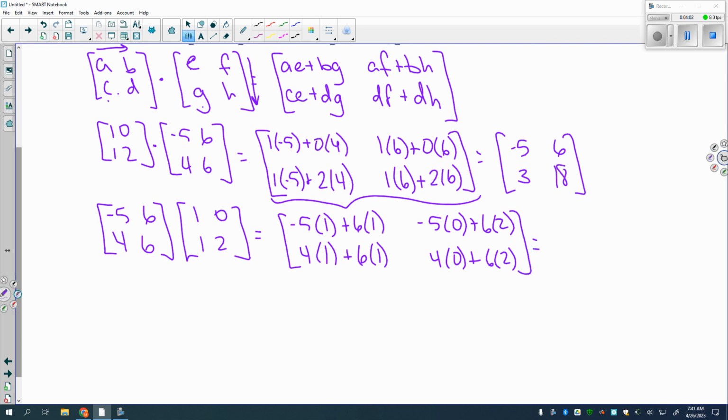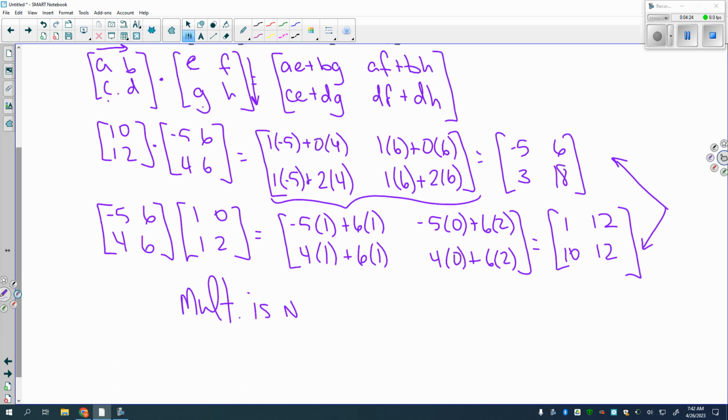Simplify that down a little bit. -5 plus 6. 0 plus 12. 4 plus 6. 0 plus 12. And what we can see here, I just switched the order, but I did not get the same answer. So multiplication is not commutative.